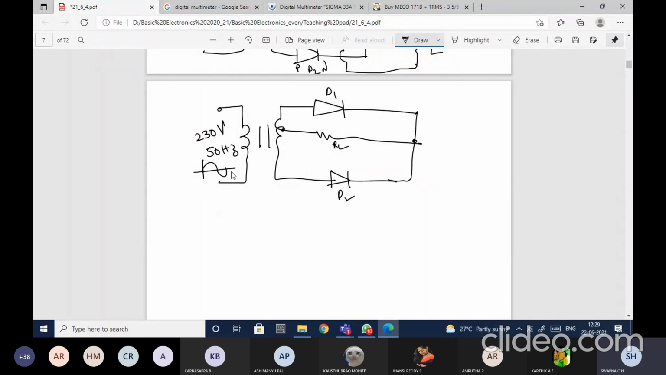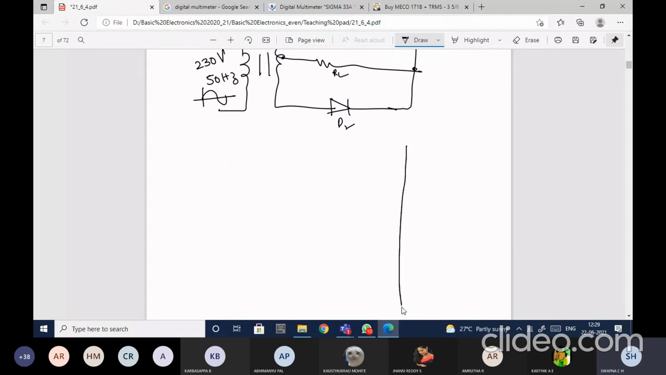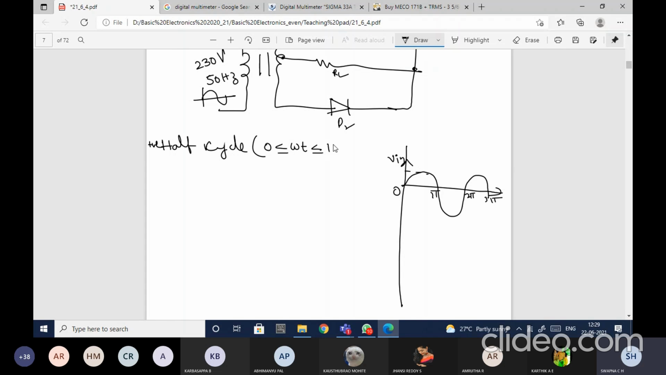So here I'm giving the complete sinusoidal signal. Again, I need to analyze what happens to the output when I have the positive half cycle and the negative half cycle. So 0, pi, 2 pi, 3 pi, and so on. This is the input. Let me consider the positive half cycle, that is 0 less than or equal to omega t less than or equal to pi. For this I need to find what is happening. Let me just redraw the diagram once again. Here I am giving the positive half cycle.